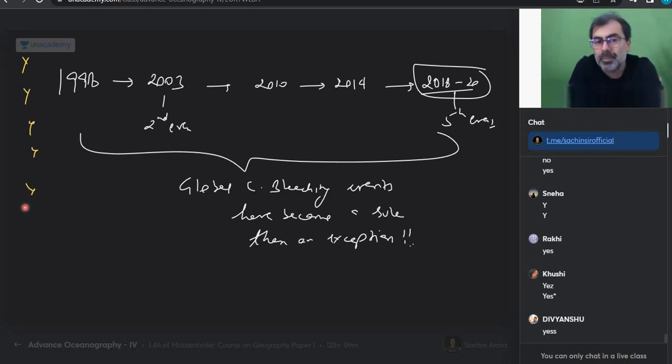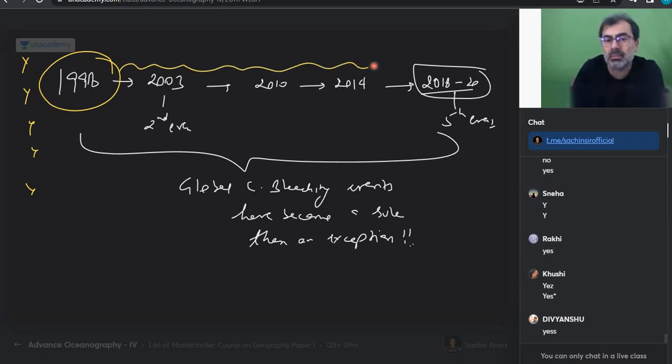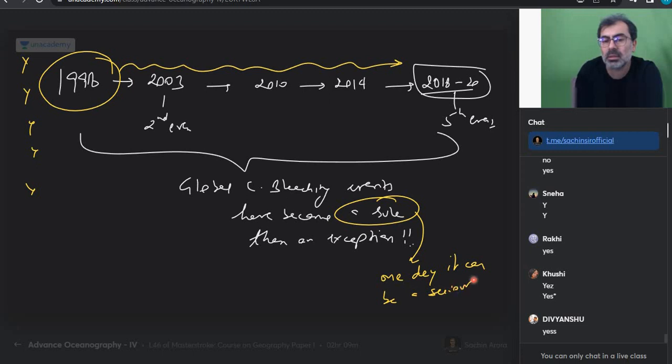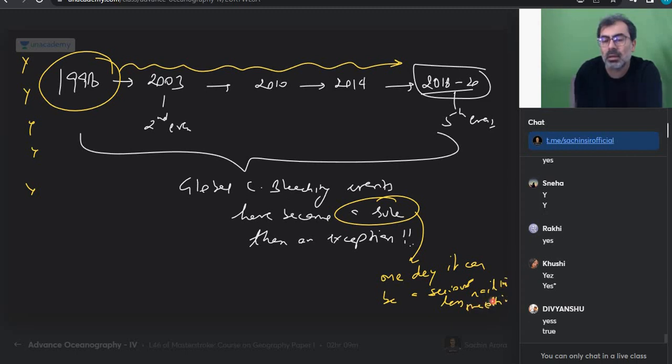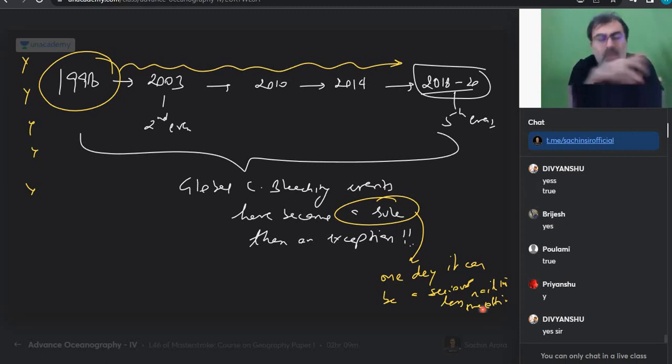Yes. But in 1998, it was a big problem. And now it has become a rule that these events keep on coming. True or not? And if this becomes a rule, then one day it can be a serious last nail in the coffin. Heard of that, last nail in the coffin? So maybe all corals will go.